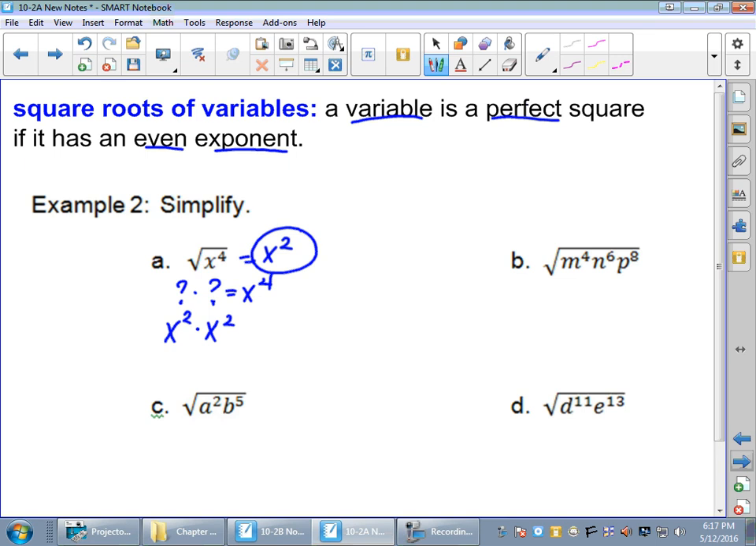Okay, if you look at this next one, part B, they're all perfect. What would you multiply by itself to give you m to the 4th? M squared times m squared. What would you multiply by itself to give you n to the 6th? N to the 3rd. And what would you multiply together to give p to the 8th? P to the 4th times p to the 4th. Remember, when you multiply variables, you add their exponents.